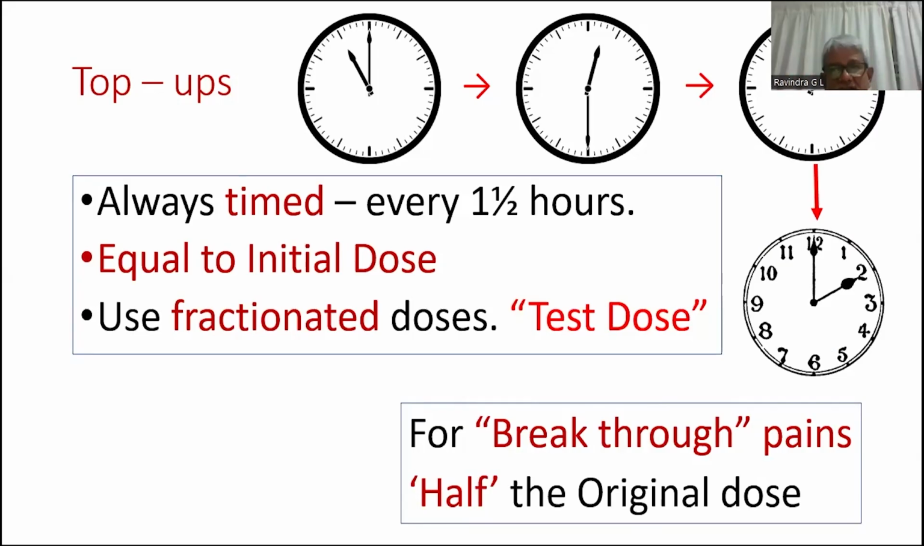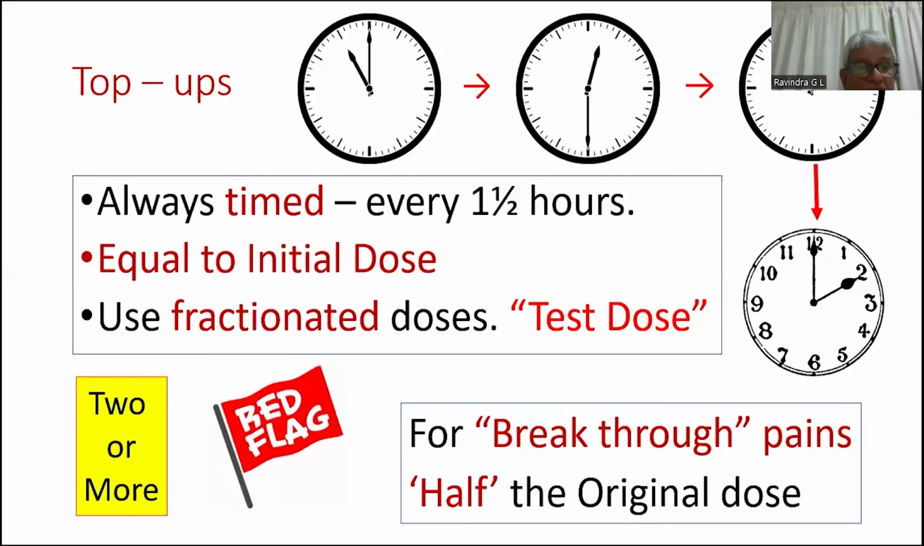So this is the protocol. If there is a breakthrough pain, give half the original dose and forget about that. Now, if there are 2 or more such breakthrough pains, it's a red flag. That means that your catheter is probably not working well. So if there are 2 or more, and the patient is not happy at all, don't hesitate to pull out the catheter and resite it.